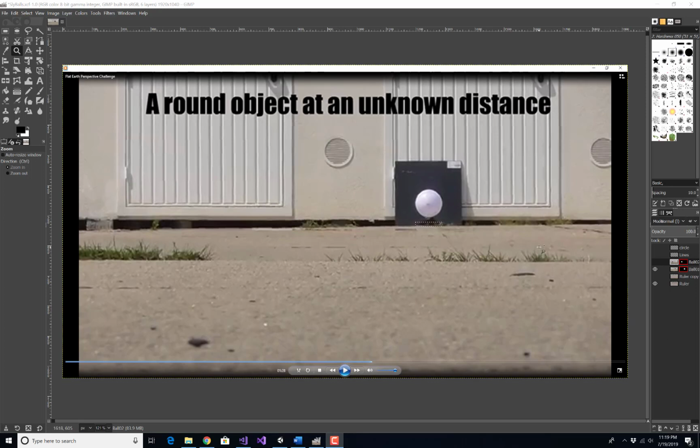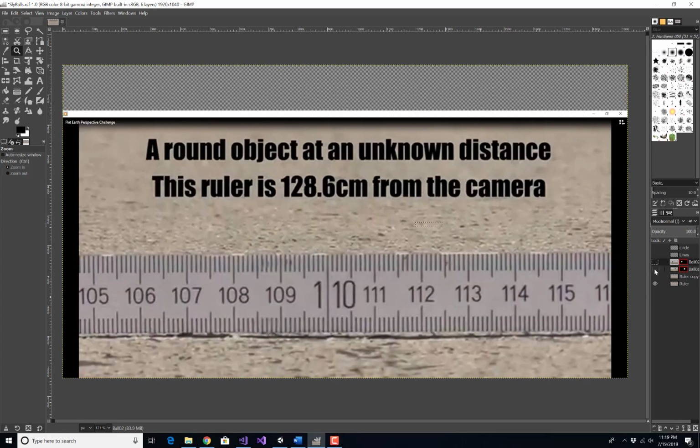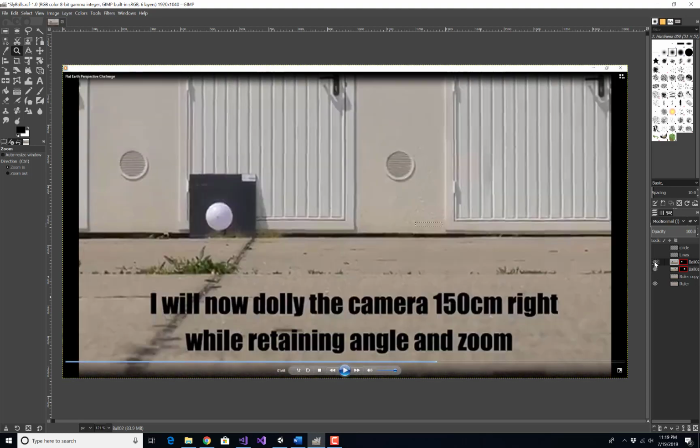So we start off with the ball at some unknown distance, and then we look down at the ruler. So we got that shot, we got the ball shot, and then we move the camera over a little bit and we'll get the third position. So what have I done? I just loaded these in, as you can see here, as separate layers, and this is just GIMP. This is free software.